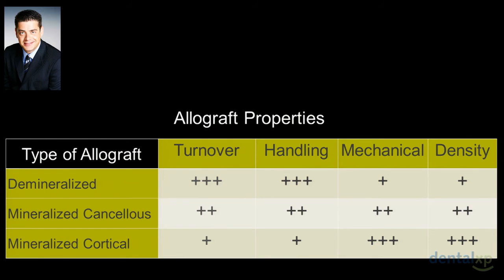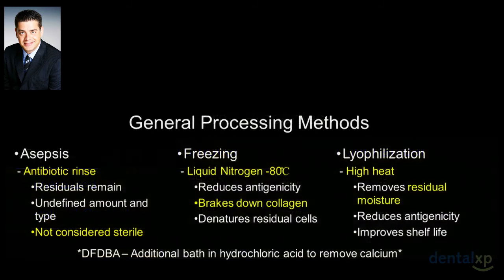There's a big difference between cancellous and cortical. Cancellous particles tend to turn over much faster than the mineralized cortical particles. And overall, they have much better properties, better handling, and better mechanical properties in terms of space maintenance and also density. So the cortical particles may add a little bit more mechanical property, which means space maintenance, largely due to the higher density that they have. So the combination of these properties, in my opinion, can lead to a better clinical outcome.